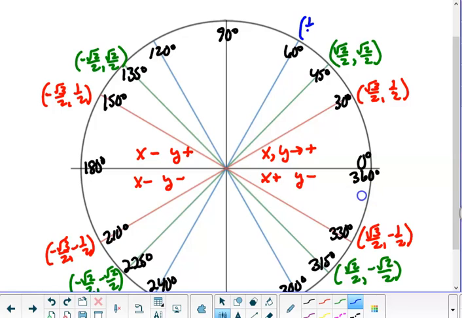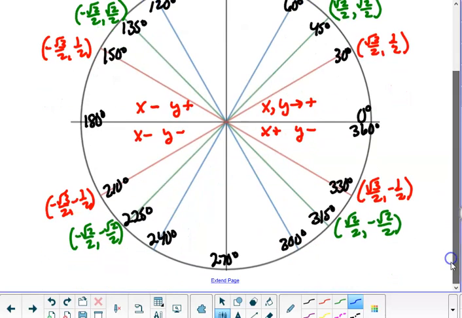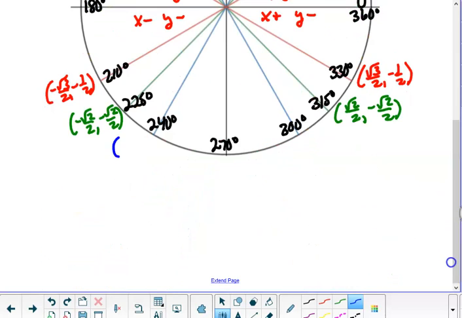So this is 1/2, square root of 3 over 2. Second quadrant, negative 1/2, square root of 3 over 2. Third quadrant, both negative, negative 1/2, negative square root of 3 over 2. Fourth quadrant, positive 1/2, negative square root of 3 over 2.